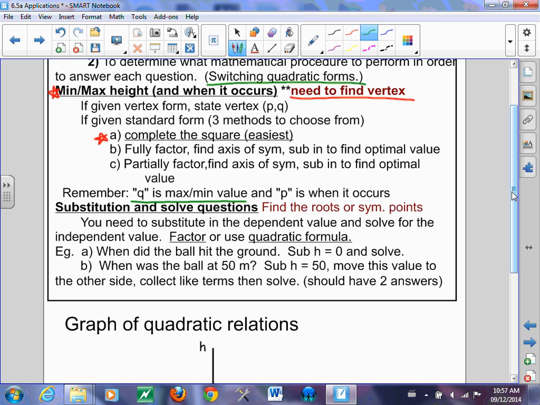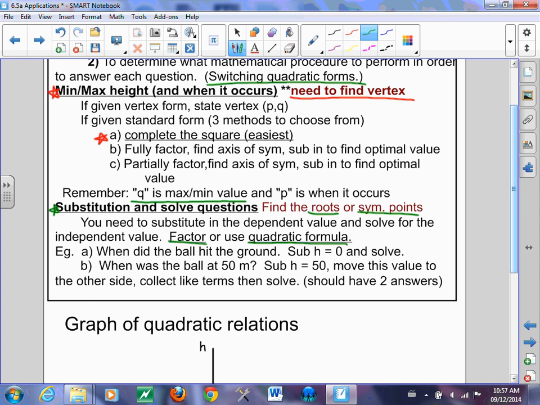The second one, folks, is if you're doing a substitution or a solve question. You're either going to find the roots, so when did the rocket hit the ground, or symmetry points, so when was the rocket at 10 meters. You'd sub in h equals 10 meters, put it on the other side, and solve. This is the same as your last unit: you either factor or use the quadratic formula.